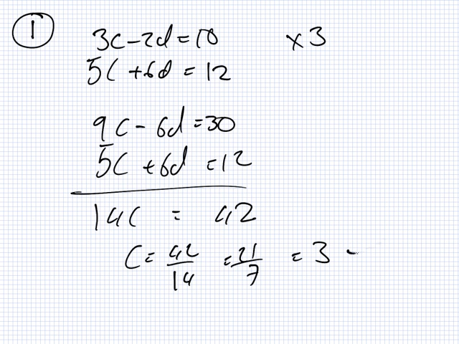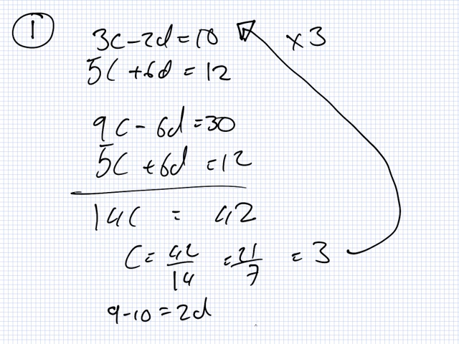Put the 3 back into, let's say, this one here. So you get 9 minus 10 equals 2d. So then d is minus a half.